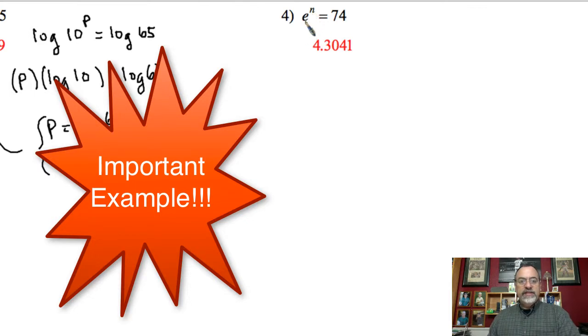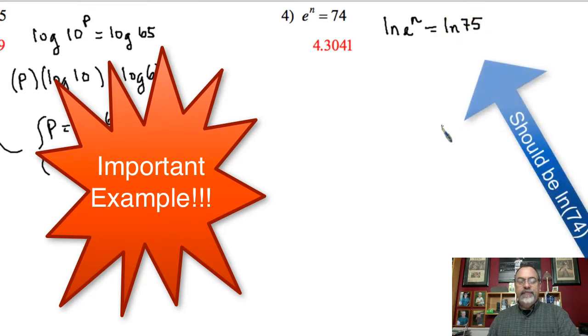Now, because this is a base e, we don't want to take the log. You'll notice we were taking the log. This is actually the common log, because we didn't write the base 10. So because we have a natural base here, we're going to take the natural log of both sides in order to solve this. So the natural log, because we have a base e.